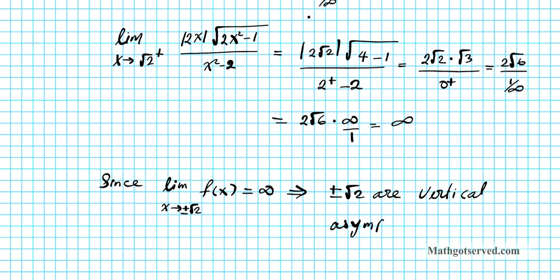This is basically the definition of vertical asymptotes using limits. If x approaches that particular value and the function goes to plus or minus infinity, then that is a vertical asymptote. In this case, they will go to infinity, which is sufficient.